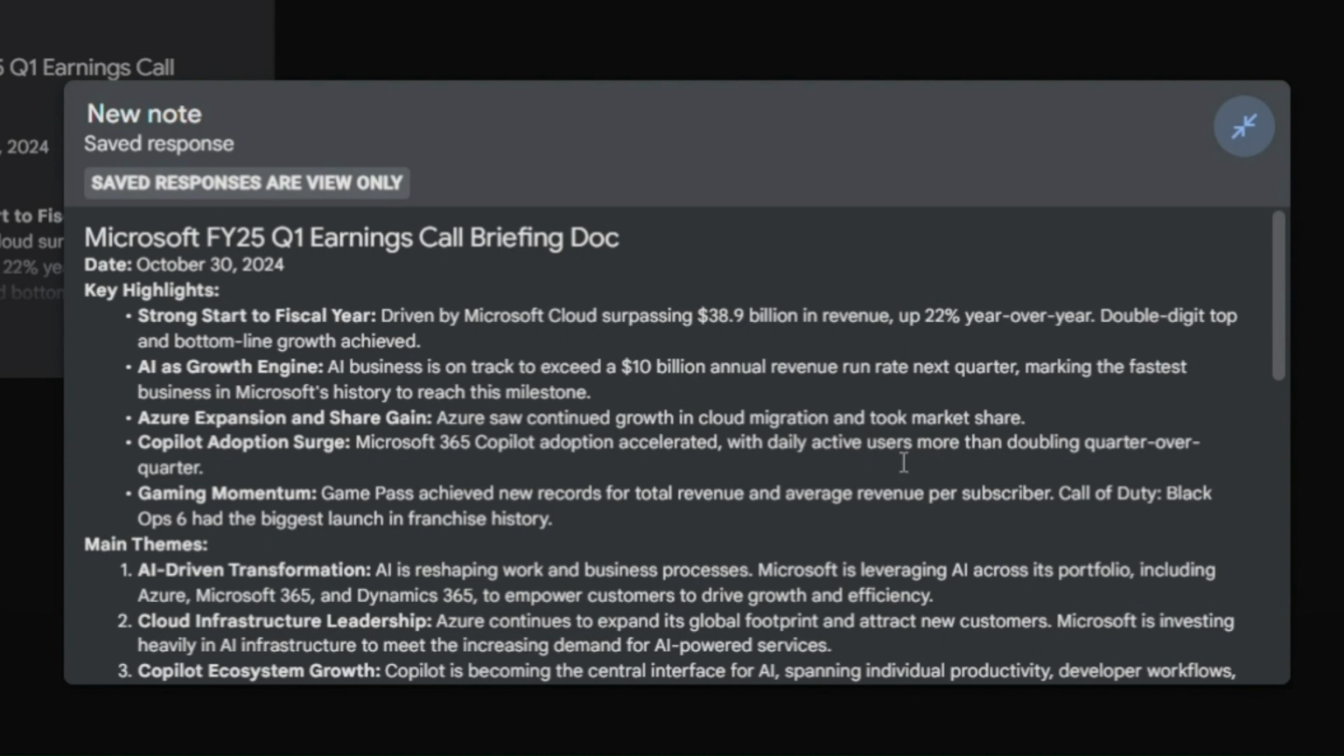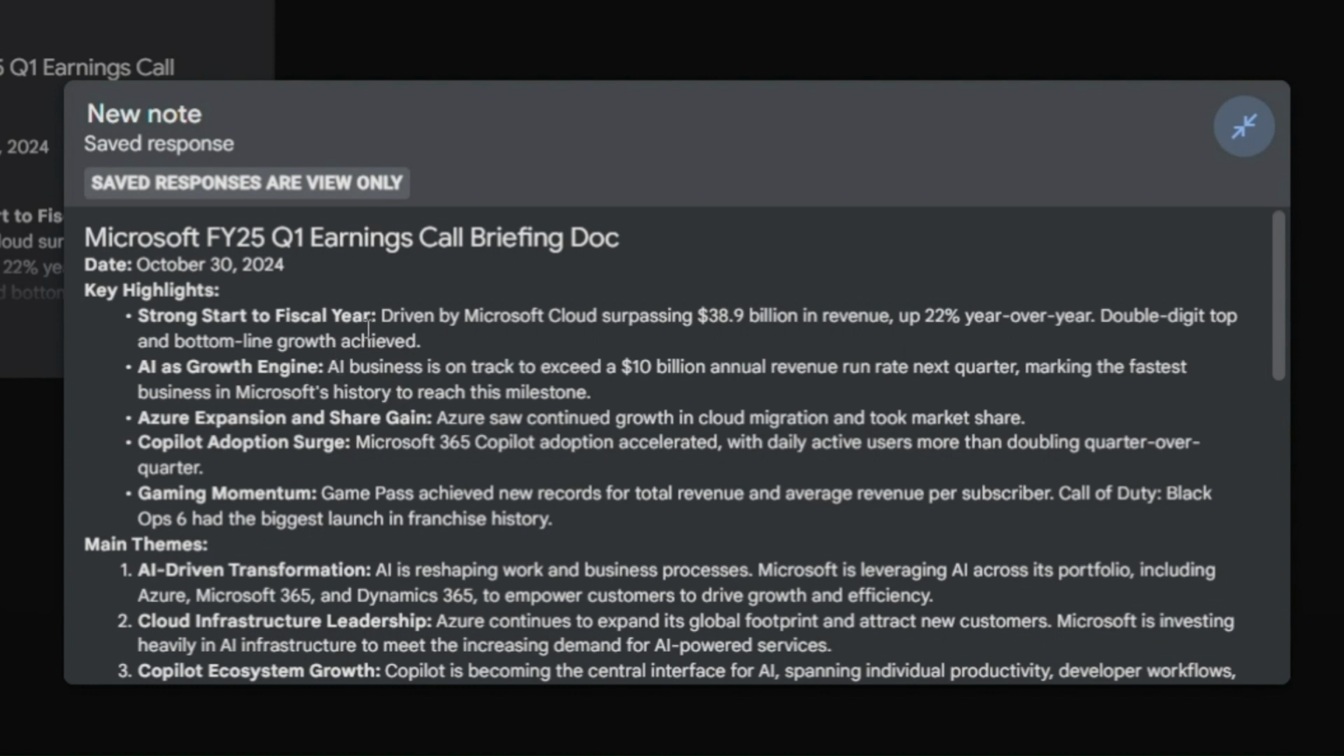Strong start to fiscal year, driven by Microsoft Cloud surpassing $38.9 billion in revenue, up 22% year over year, double-digit top and bottom line growth achieved. Next bullet point, AI as growth engine. AI business is on track to exceed a $10 billion annual revenue run rate next quarter, marking the fastest business in Microsoft's history to reach this milestone. You know, my question is, and I wrote an article about this, how exactly does Microsoft define its AI business? Which products are in there? I have an idea, but I would like to see them explicitly stated.